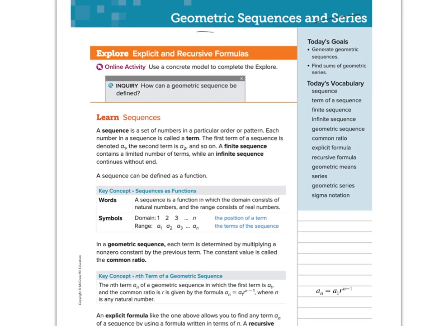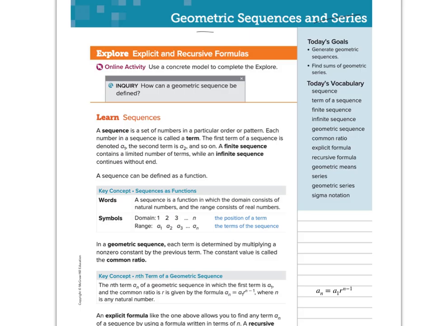Okay, so a sequence in general is a set of numbers in a particular order or pattern. Each number in the pattern or the sequence is a term. So in this example, they have 1, 2, 3, and so forth. The first term would be A1, the second term would be A2, the third term would be A3, and on and on. A finite sequence means that it has an ending. An infinite sequence means that it continues without end. It goes on for infinity.